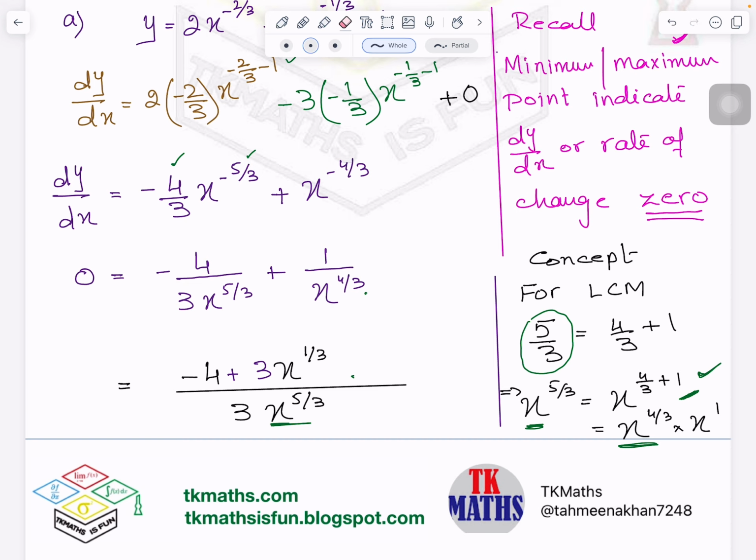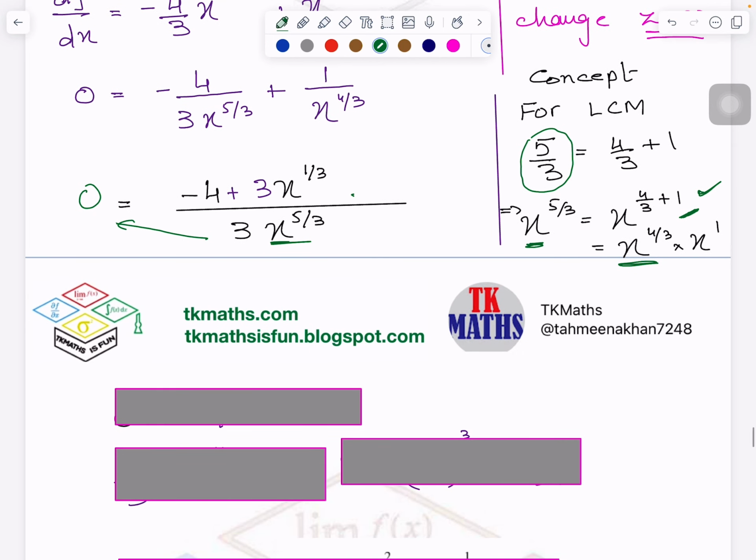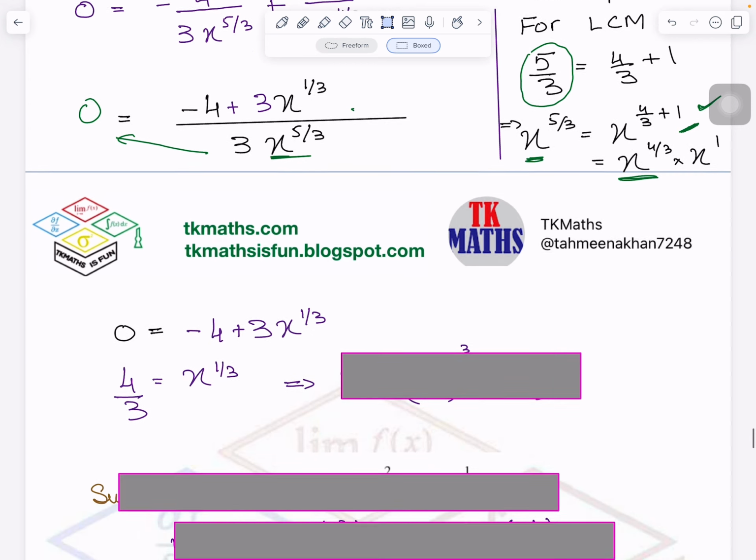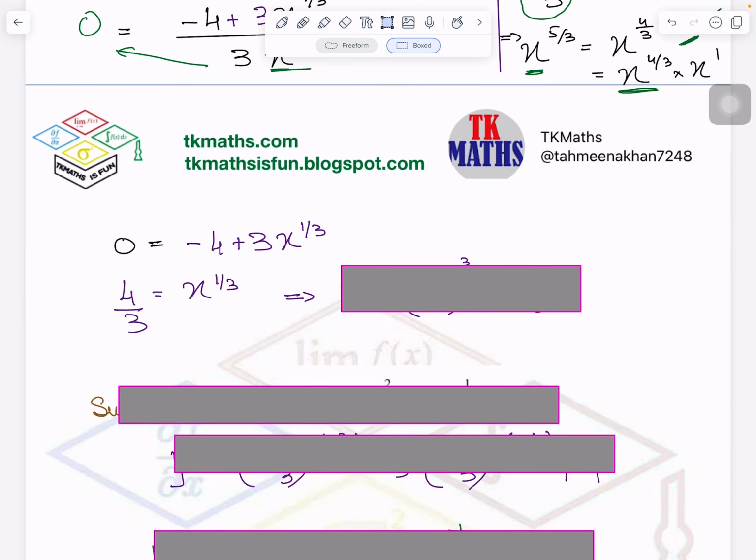Now once you have taken the LCM, and on the left hand side you have 0, when you cross multiply, the denominator will vanish. So you will be left with only the numerator. Agreed? So from here you will simplify and get the value of x. So what will you do here now? Yes, you are right. You will cube both sides, and you will get the value of x as 4 over 3 power 3, or 64 over 27.